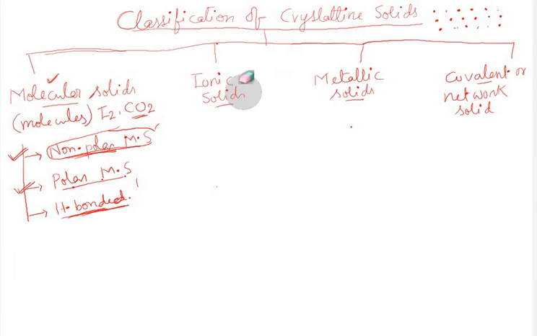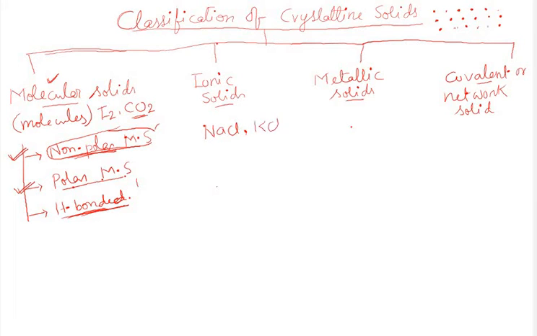Now the next category is the ionic solid. So ionic solid, that you all know, that is the ionic salt. So for example, say NaCl. NaCl is an ionic solid.